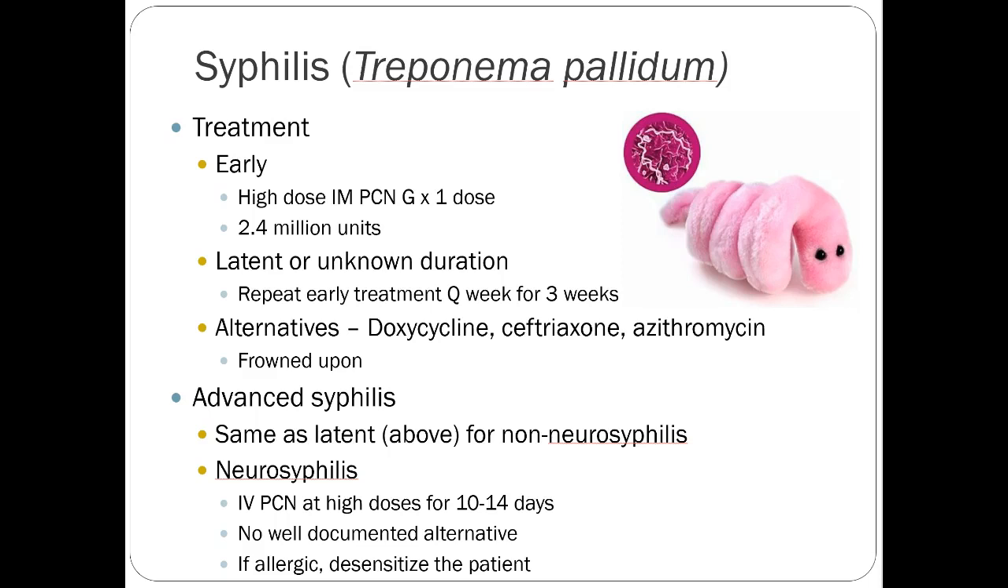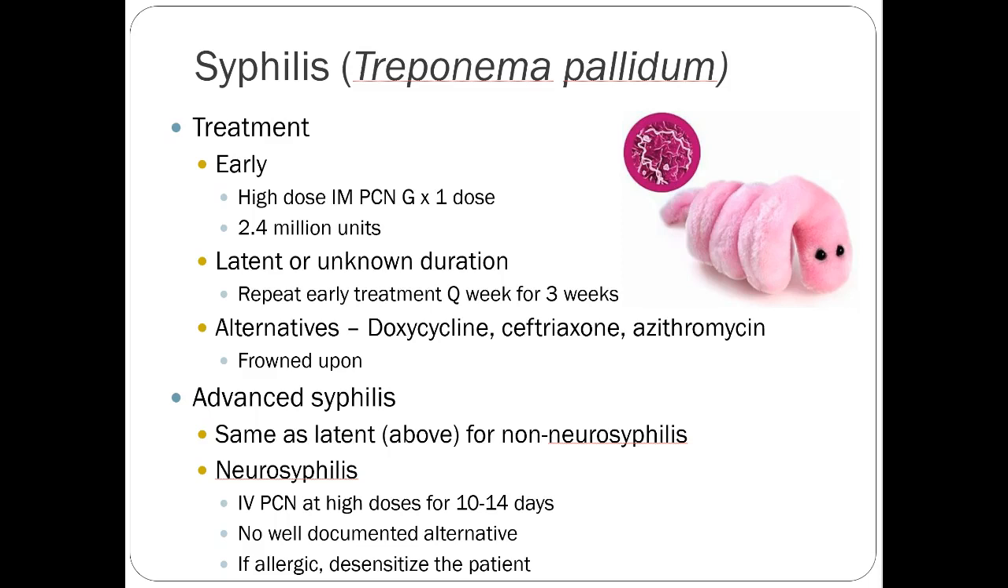All right, so treatment's basically, I already talked about this, penicillin. Use double the dose you'd use in strep throat, so it's 2.4 million units, but it's a one-time dose for early treatment. For latent or unknown duration, you just repeat it every week for 3 weeks, so you do end up with 3 total IM shots of it, or sequences of it, I should say.